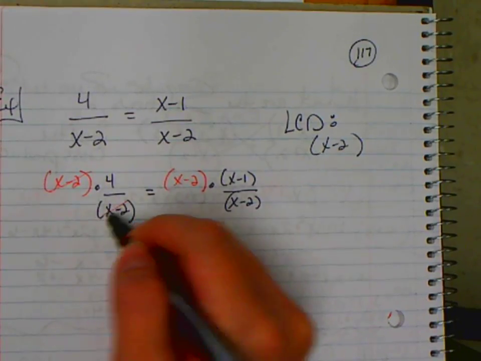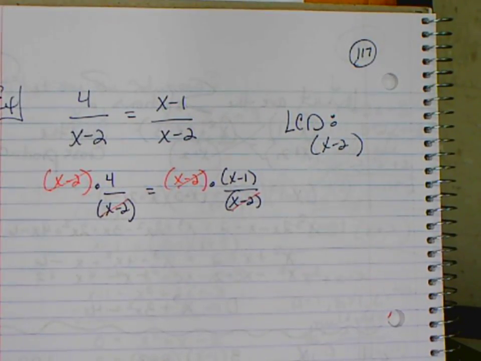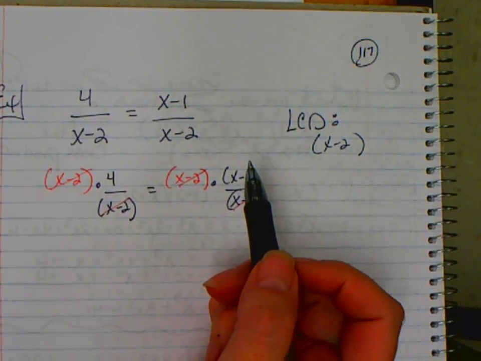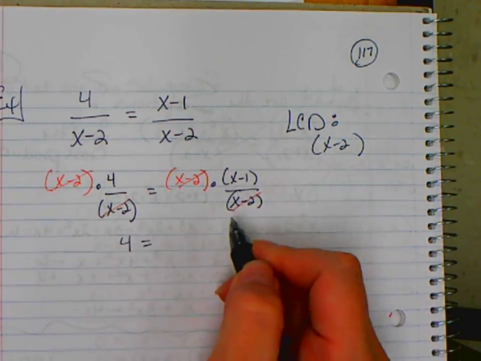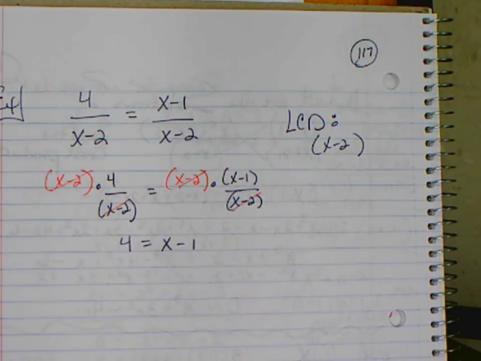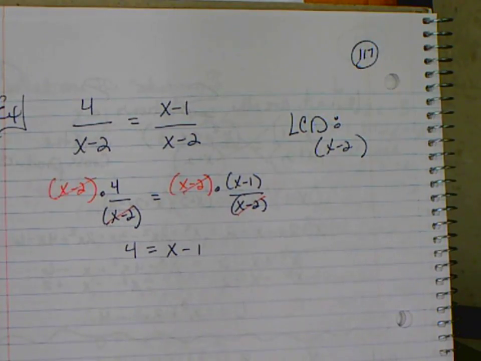Reduce what I can, and then write what I'm left with. So on the left side I just have 4 equals, on the right side, x minus 1. Is that going to be difficult to solve for x? No. How many solutions are we going to have? One. Well, we'll have to check it, but right now it looks like we'll have one.